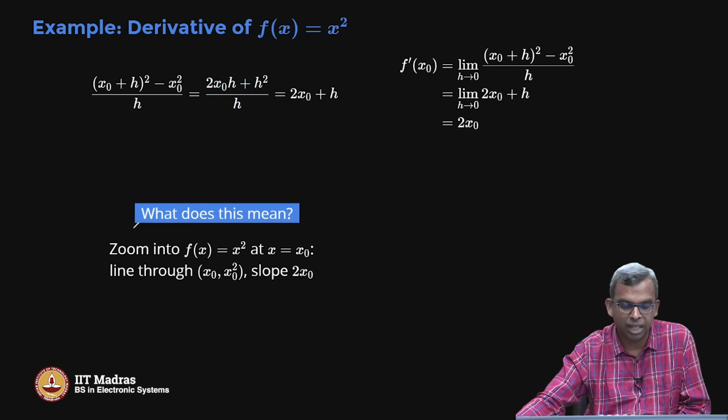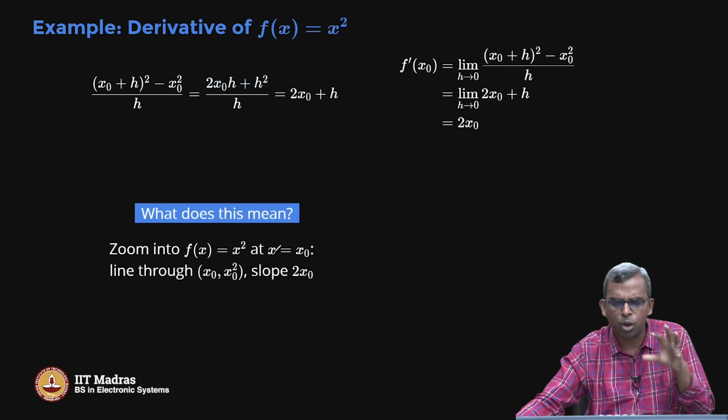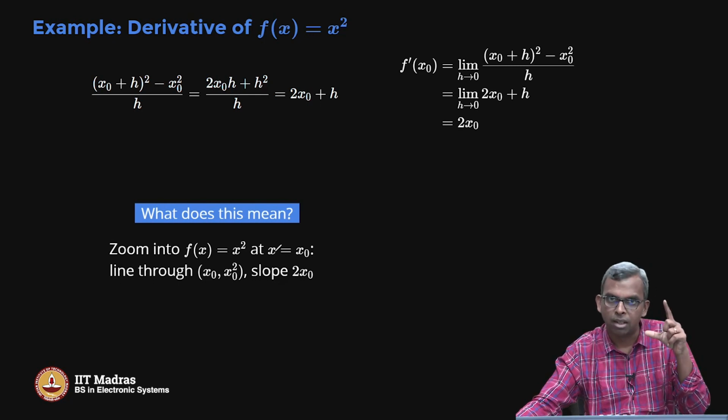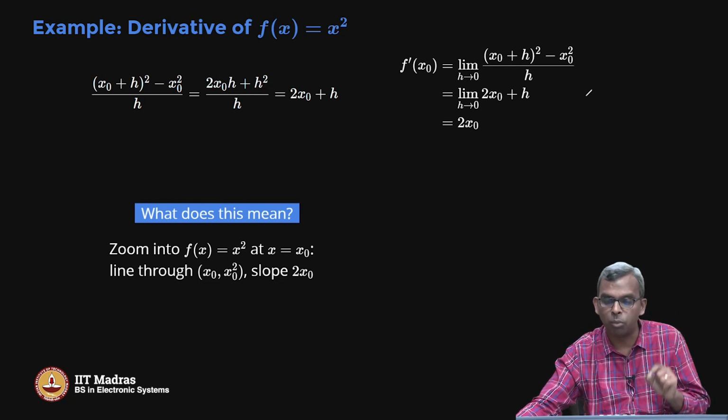Let me repeat that once again. If you go to f of x equals x squared at x equals x0 and keep on zooming in, we know we are going to get a line. That line passes through x0 comma x0 squared, that is the center of that line. What will be its slope? Its slope will be 2 x0.